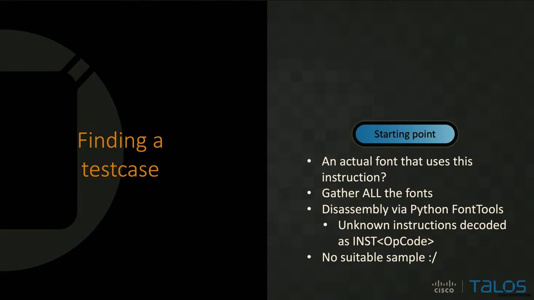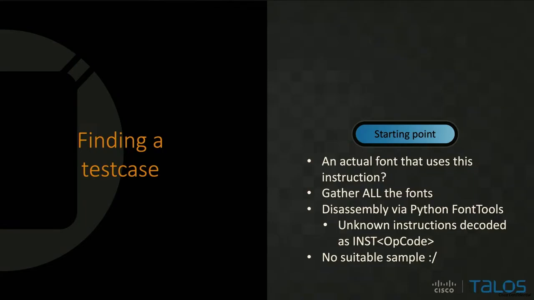First, what we wanted to do is find a starting point, a test case, a font file that hopefully uses this instruction, so we could see how it was used originally, what its intended purpose is. So what they did was gather all the fonts that they could find from all the online repositories, made a corpus of fonts, and disassembled them all using a Python package called fontTools, which is excellent for doing any sort of font manipulation. It has so many built-in functionalities that make things easier if you want to modify these SFNT fonts.